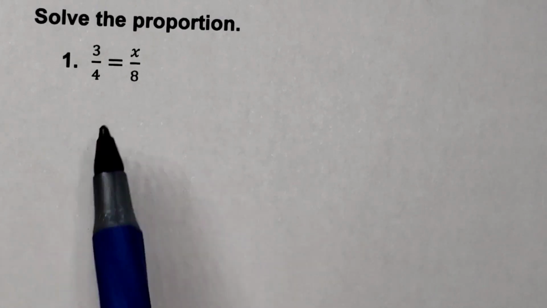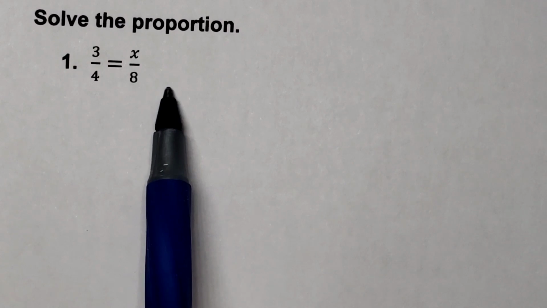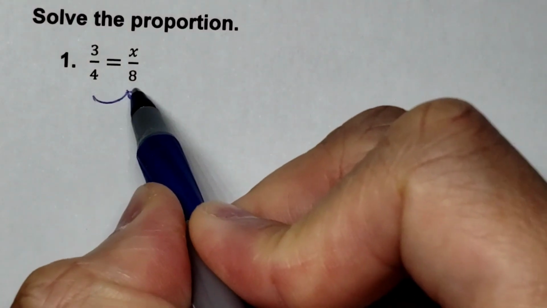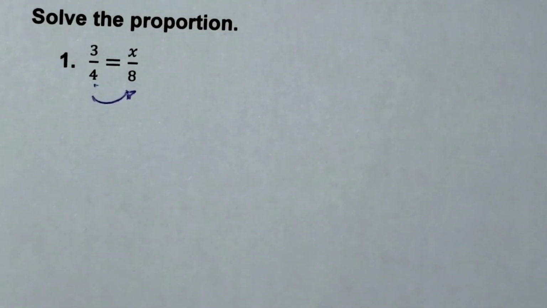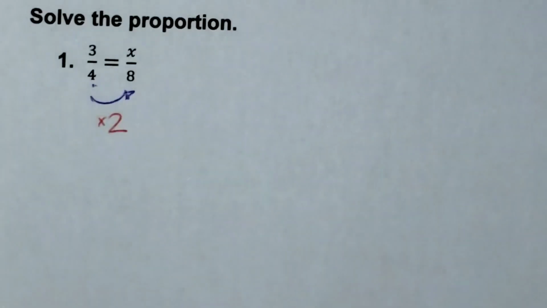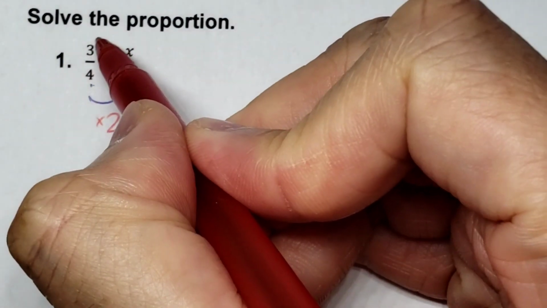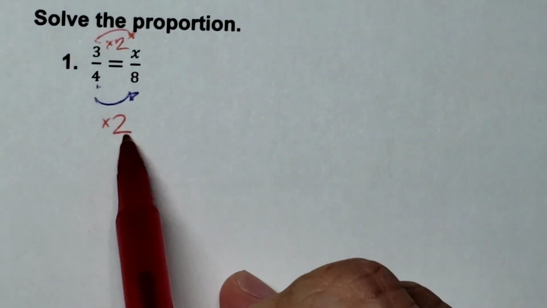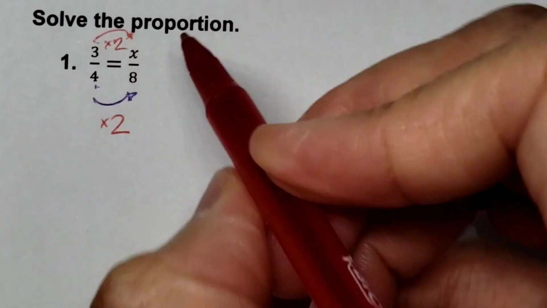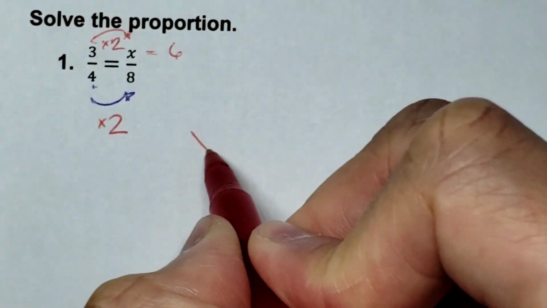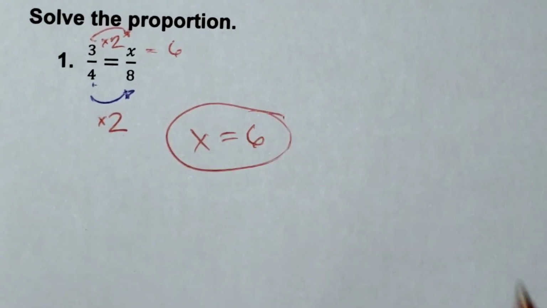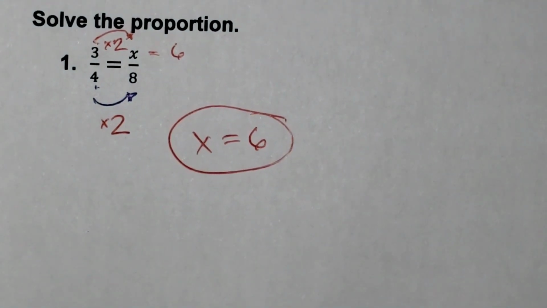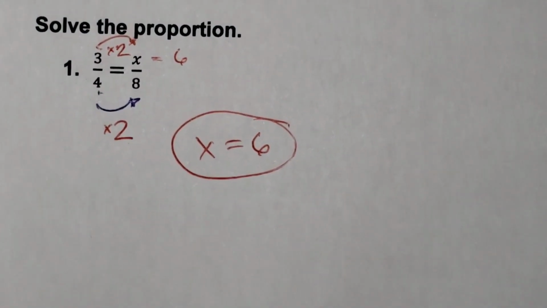Look at the relationship of 4, it becomes an 8. What did you multiply to 4 to get to 8? You know you multiplied by 2. So the same thing that you're going to do to your numerator at the top, times 2. So 4 times 2 is 8. That means 3 times 2 is equal to 6. So x is equal to 6. Easy, right? This is using mental math.